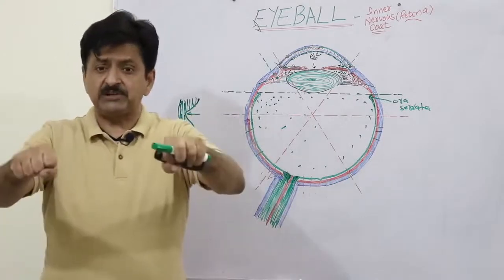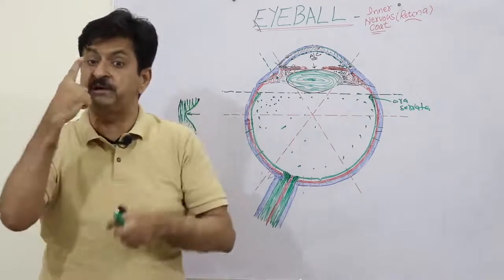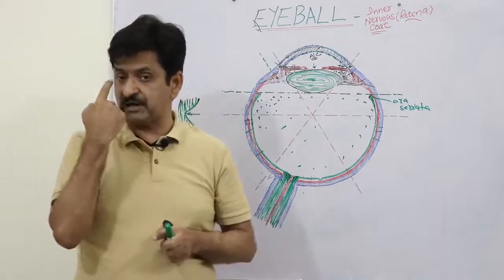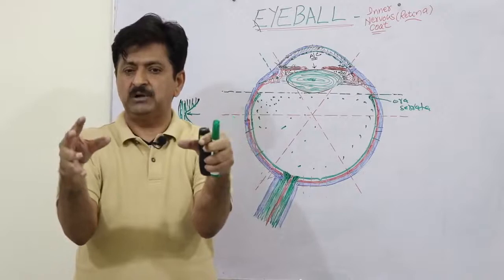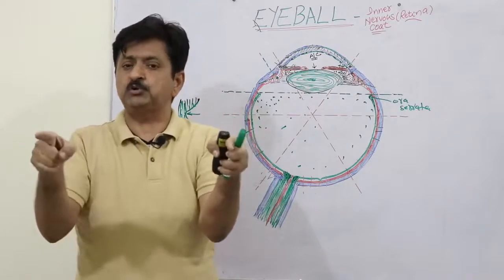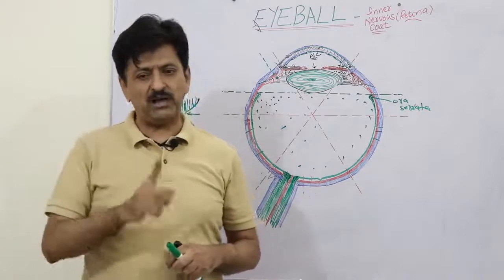So, that means here there will be convergence also. If you look at your finger, you see both the eyes will be moving, the medial rectus of the right and the left both will be moving in such a way that the eyeballs will be converging, so both the corneas will look medially. This is called convergence. That is why in accommodation there will always be convergence also.